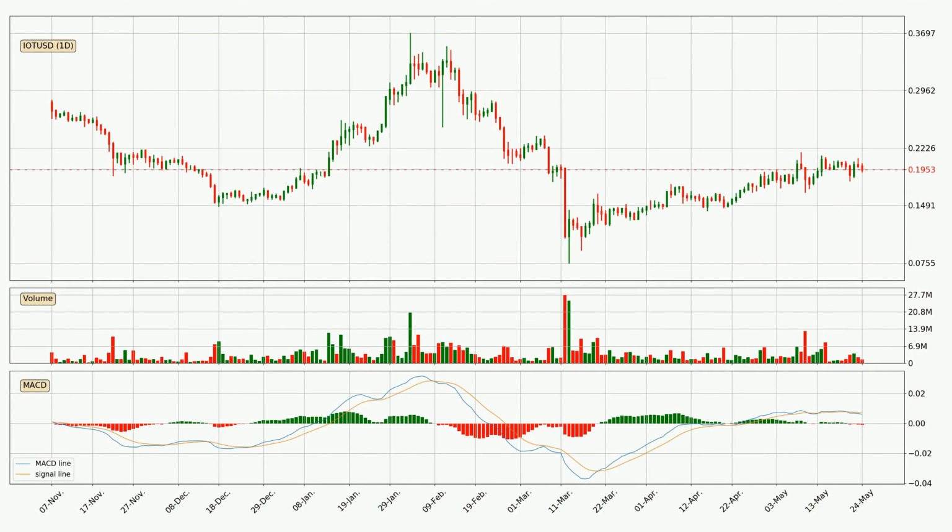Jumping to the daily MACD, the MACD line is below the signal line, which shows that the current trend is on the downside. The MACD histogram shows that the momentum is currently strong and it could be expected the price to go further to the downside.